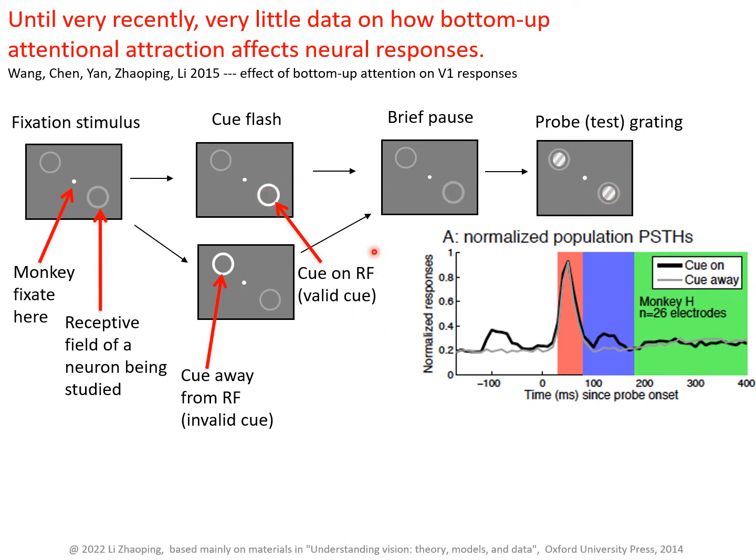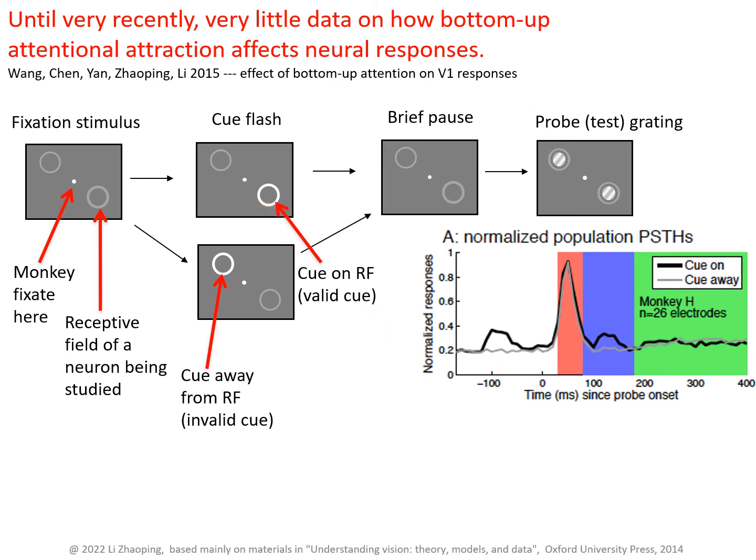Now, however, because the neuron also responded to the cue, even though by the time the probe appeared, the cue disappeared and the response to the cue has already died down, one can never be sure whether this increased response is not actually due to this cue. The cue may be a confound, we can't be sure.